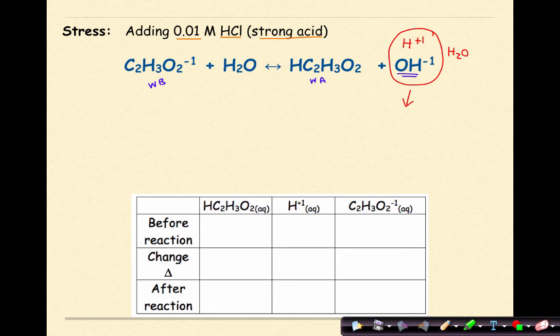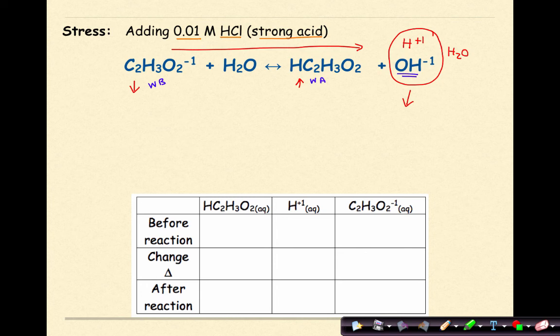According to Le Chatelier's principle, if I'm at equilibrium and I reduce the amount of hydroxide ions at equilibrium, I'm going to shift to replace. So this is going to shift to replace the hydroxide ions that I've taken out. As a result, my weak acid concentration is going to increase and my weak base concentration is going to decrease until equilibrium is reestablished. What would that look like in an ICE table?